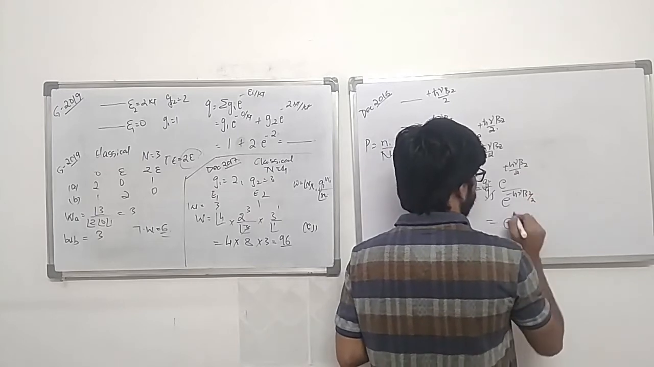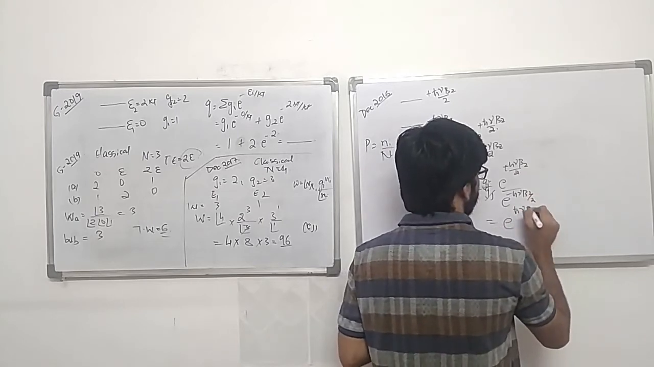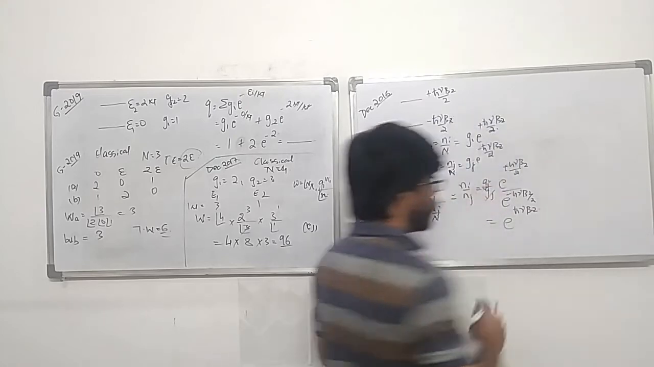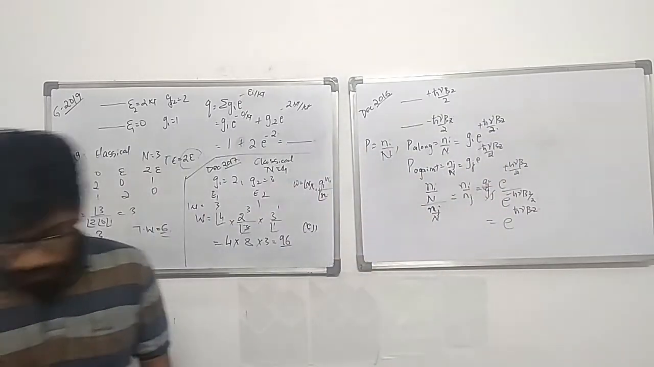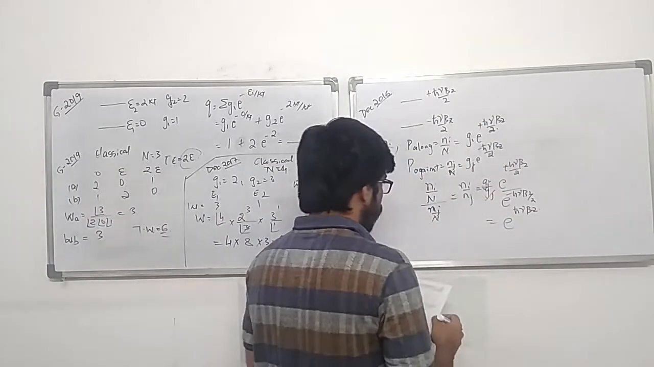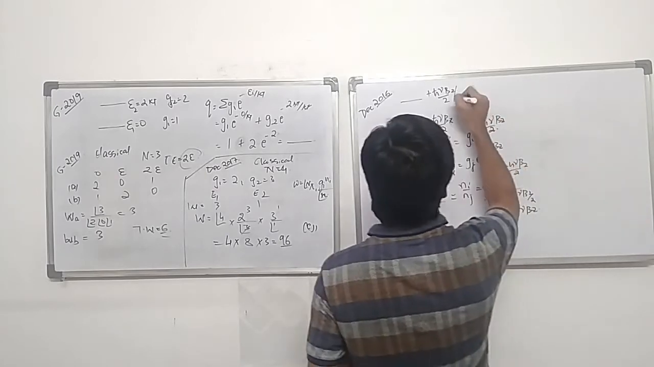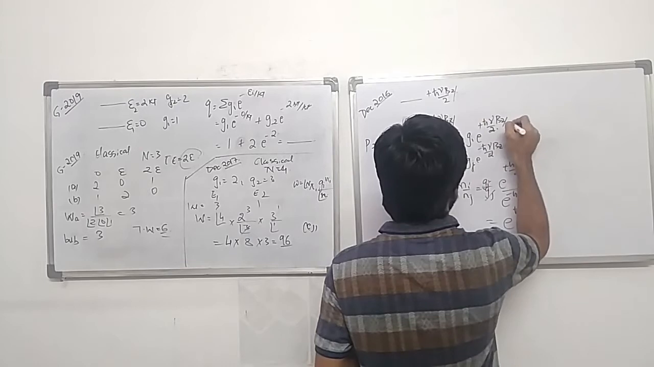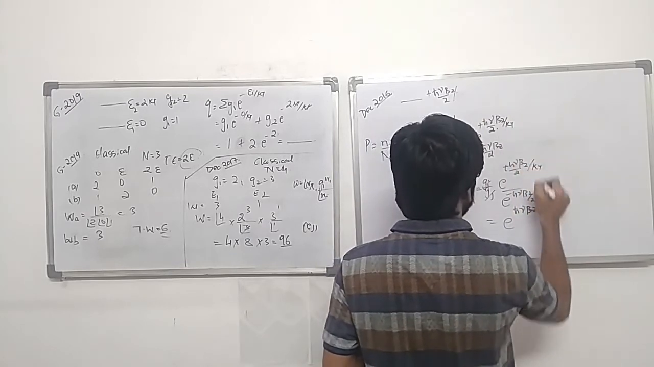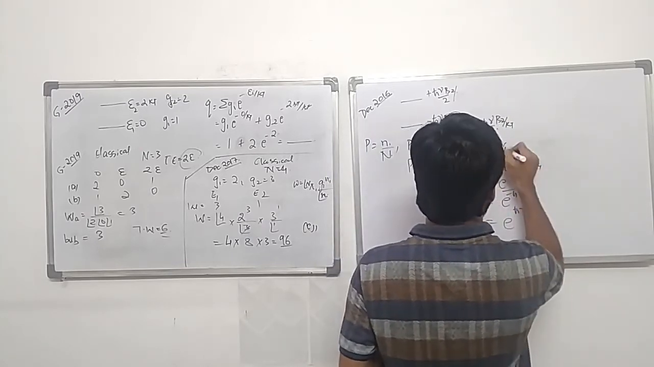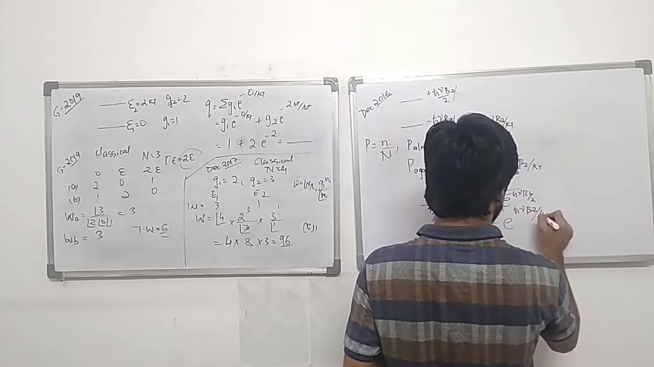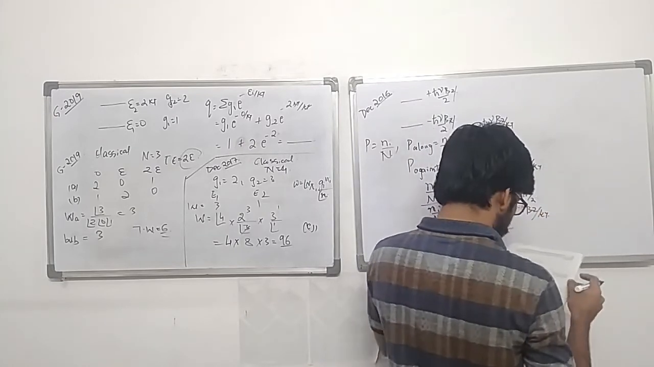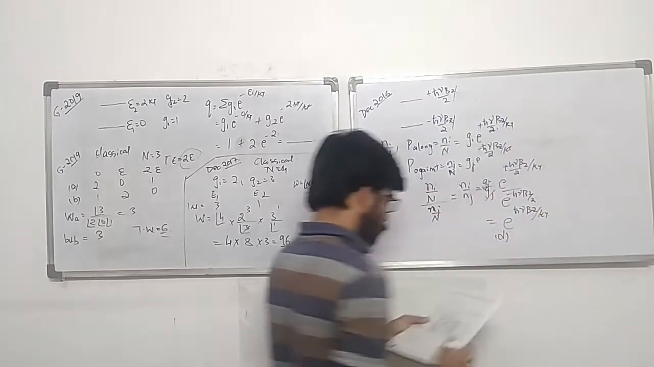And this will give you e to the power h nu beta z, which is given in your... okay, this is by kT, sorry, this is by kT, so here also by kT. So this is given in your option number D.